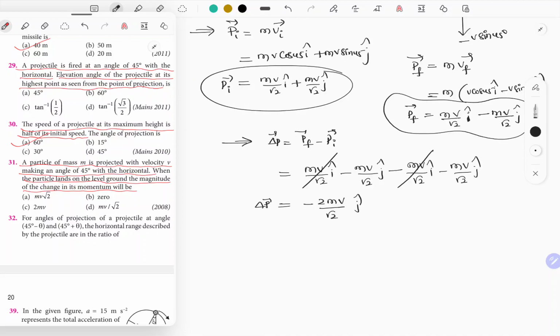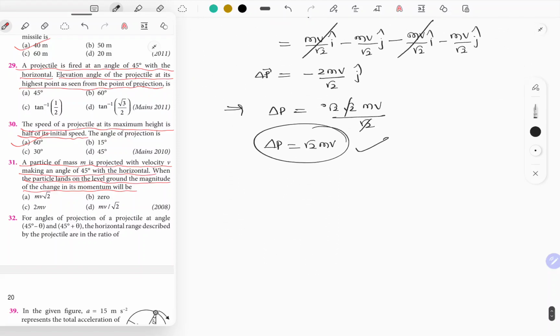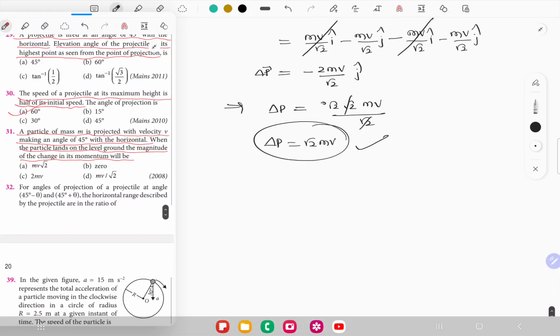If I need only the magnitude, 2 can be written as root 2 into root 2, so 2 mv by root 2 becomes root 2 into mv. The root 2 gets cancelled. So the change in momentum magnitude is root 2 times mv. Hope you understood. Which option is matching? Option A is correct for this question. Okay, let's get into the next one.